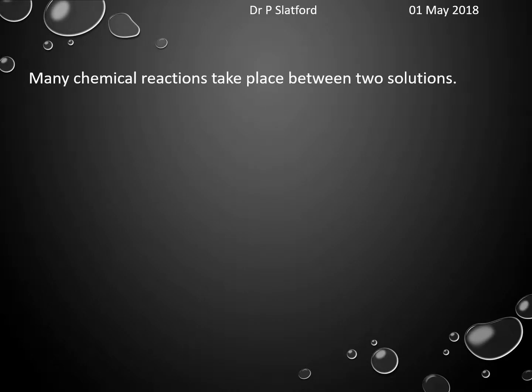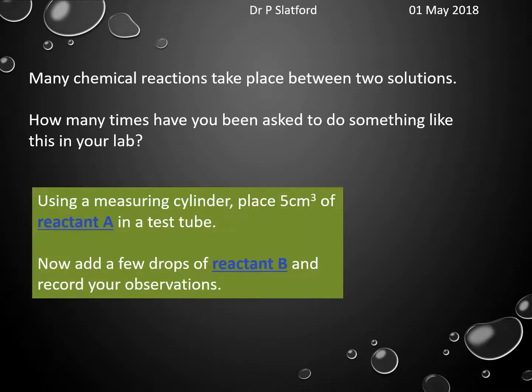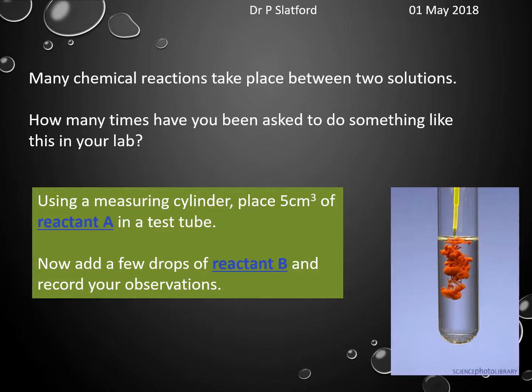Okay. Now, many reactions that we do in chemistry involve two solutions. Just to highlight this, I'm just going to ask you, in your practical experience, how many times have you been asked to do something like this method? So if you're using a measuring cylinder, place 5 cubic centimeters of reactant A in a test tube, and now you want to add a few drops of reactant B, and you're going to look and record some observations.